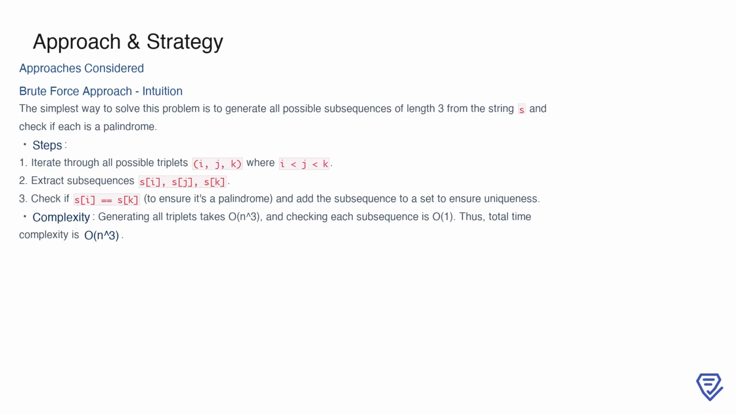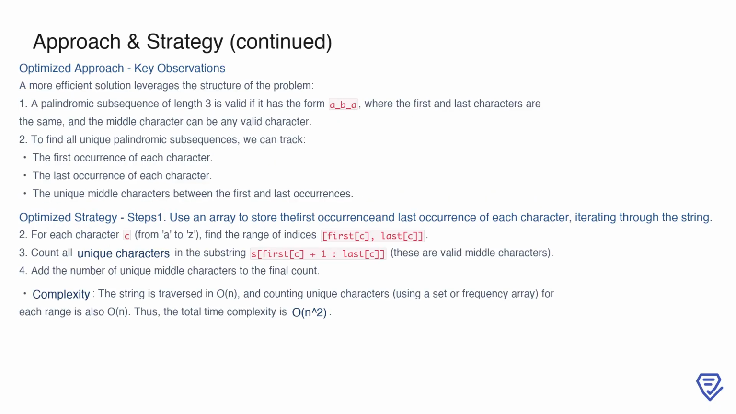While this method is simple to understand and implement, it involves generating all combinations of triplets, which takes n³ time. This makes the brute force approach impractical for strings with larger lengths due to its inefficiency. Now, moving towards optimization, we can solve this problem more efficiently by leveraging some key observations about the structure of palindromic subsequences. A valid Length-3 palindromic subsequence must follow the pattern A_B_A, where the first and last characters are the same, and the middle character can be any valid character.